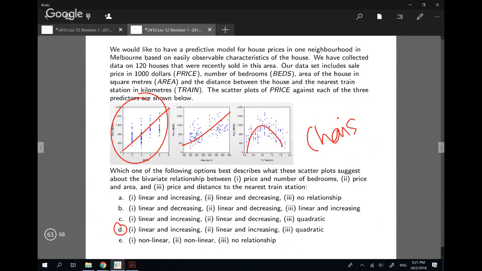Why would the distance to the train station be a quadratic relationship? Why is linear obvious, right? The closer you are to the MRT or LRT, the more convenient it is. So, that's that.